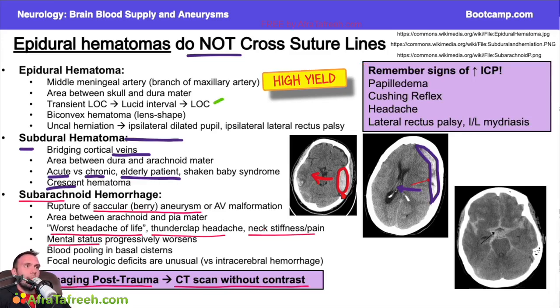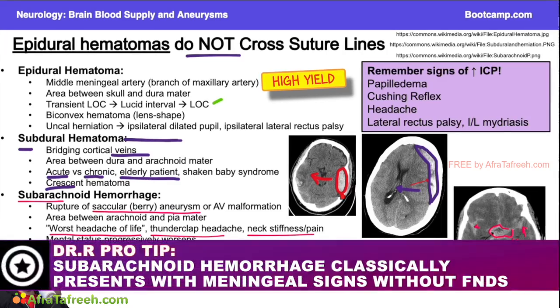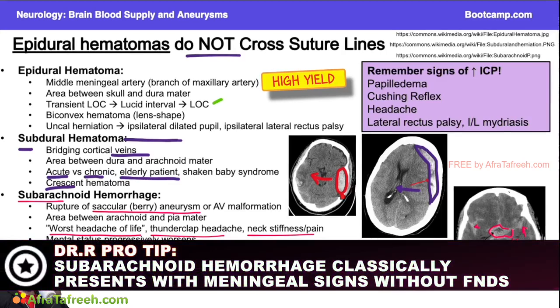So these patients, again, mental status could progressively worsen. We will see blood pooling in the basal cistern. So you can see all this blood pooling in these regions over here. So this is very classic for what we would see in a subarachnoid hemorrhage, as opposed to having this crescentic or convex lens shape at the periphery. That is classic for a subdural or epidural hematoma, and these patients will classically not usually have focal neurologic deficits, but they will usually have meningeal signs. That's particularly high yield to remember.